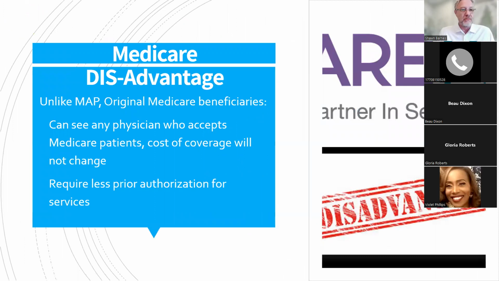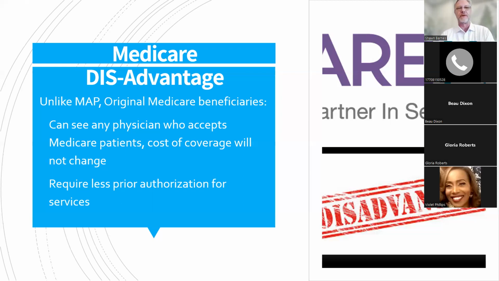So unlike Medicare Advantage plans, Original Medicare beneficiaries can see any physician who accepts Medicare patients, and the cost of coverage will not change. And they require less prior authorization for services. Emily, I have a difficult time finding home health providers for Humana and Health Springs HMO. No agency wants to accept them, saying they have a difficult time getting paid with limited visits put in place. I have one DME company who will no longer accept Health Springs because they cannot get reimbursed.